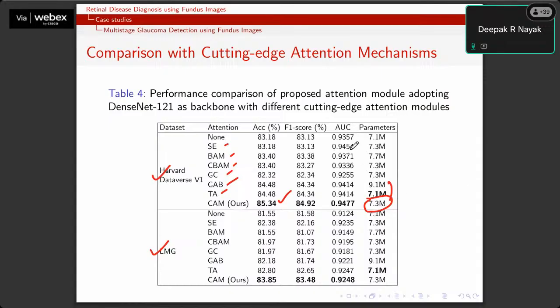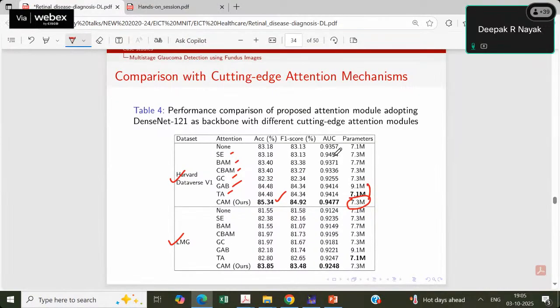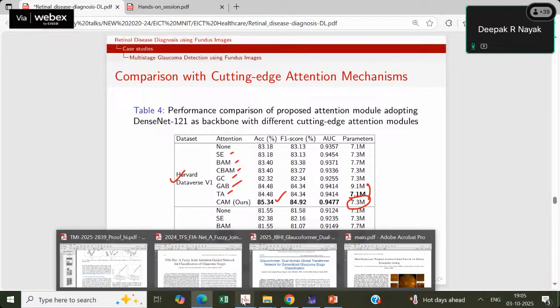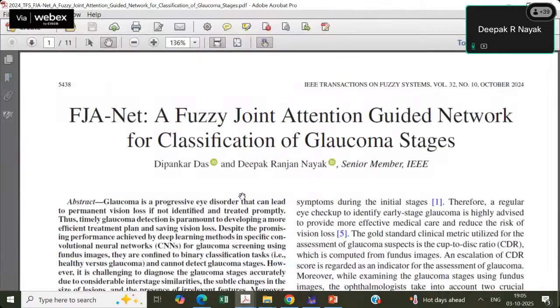If you go through the literature, you will find there are a couple of other contributions made in recent years for glaucoma stage classification. But we have also developed several other approaches for glaucoma stage classification. So here is one of the works, and if you want, you can go through it. I don't have much time to go through all these details. What I'm trying to say is that this is one of the works which we have made recently.